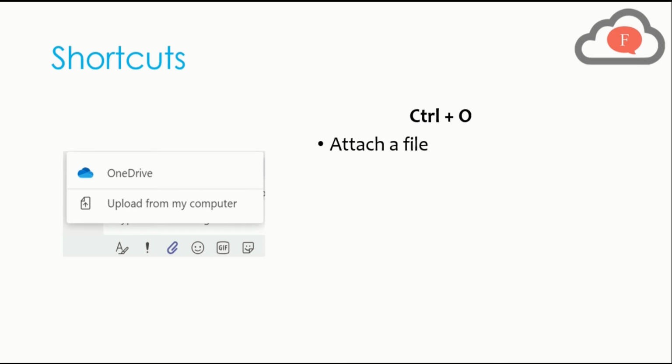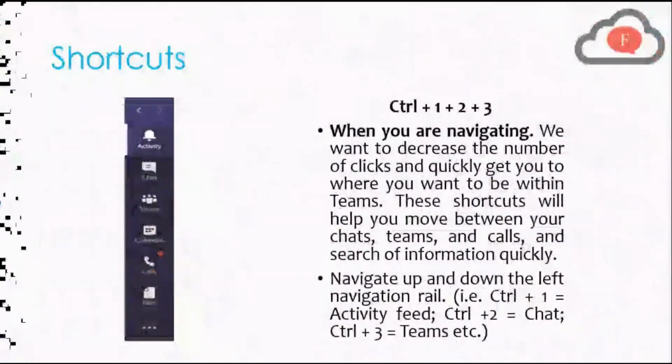So there's another shortcut in which we will tell you how to navigate in Microsoft Teams in a very easy manner. So when you are navigating, we want to decrease the number of clicks and quickly get you to where you want to be within Teams. These shortcuts will help you move between your chats, Teams and calls and search for information quickly. Navigate up and down the left navigation rail.